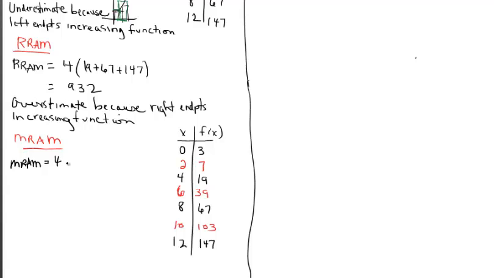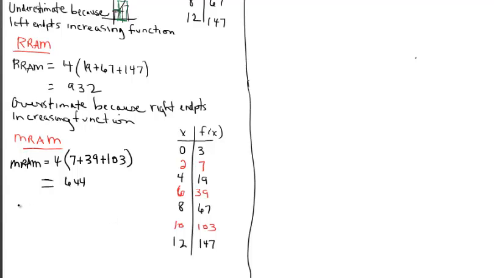Again, the 3 rectangles are 4 wide. I'm not using 3 or 19. I'm now using the values 7, 39, and 103. As you might imagine, the midpoint rectangles are going to be a better approximation. Performing the calculations on that, we got 644, which seems nicer, between the 2 previous ones.